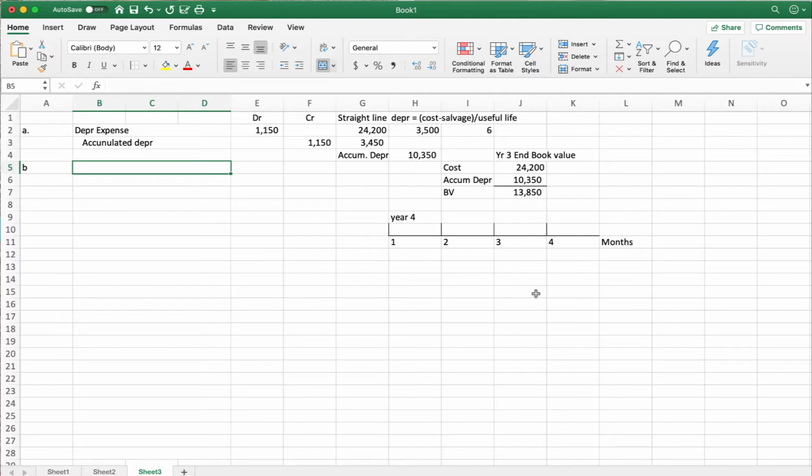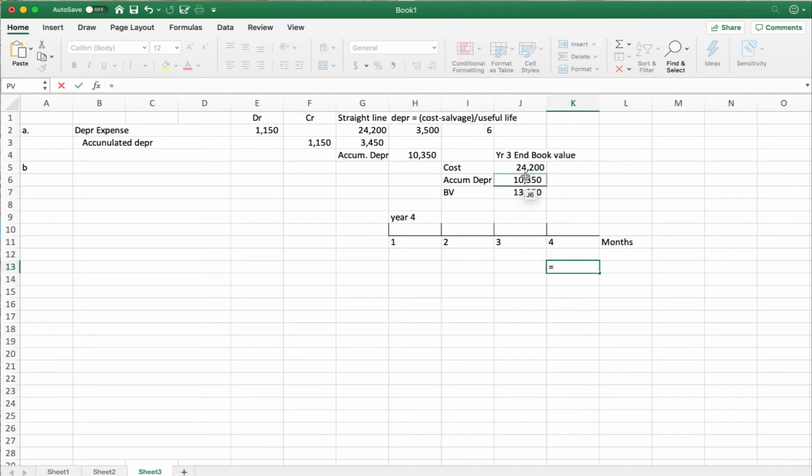So what I'm going to do is I'm going to come down here and I want to say, okay, what is my book value of this asset at disposal, meaning 4 years and 4 months worth of usage? What is the book value at that point in time? Very easy. I take my cost, which has not changed. It's still $24,200.